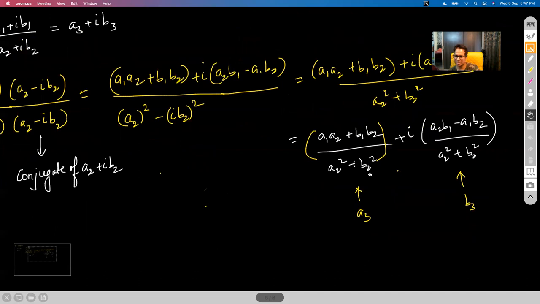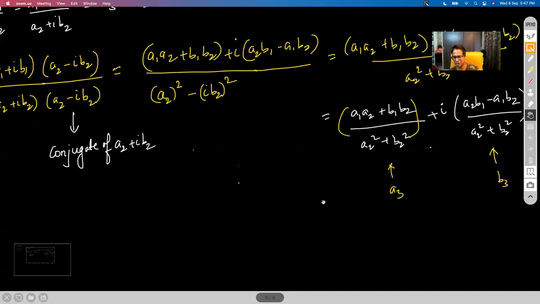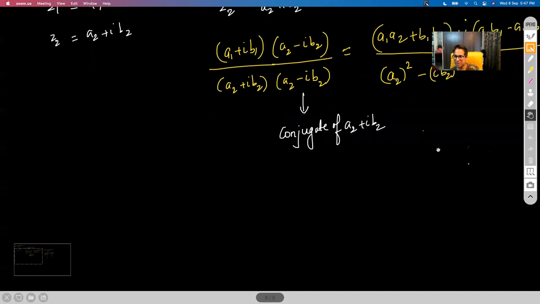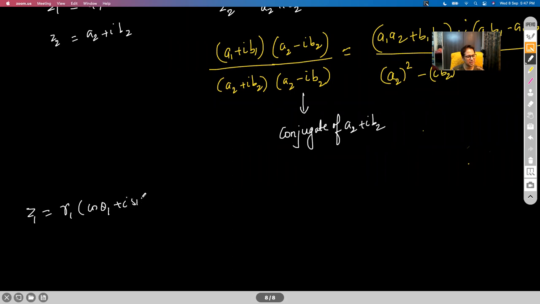Okay, so from an operation point of view, this is good, but this doesn't give us any insight. Dry operation. All right, so let us now try to understand the same operation when you write the two complex numbers in either polar form or Euler form. So when you write it in polar form, okay, or let's say Euler form, then you will understand the real meaning of division. What is actually happening when you're dividing it?